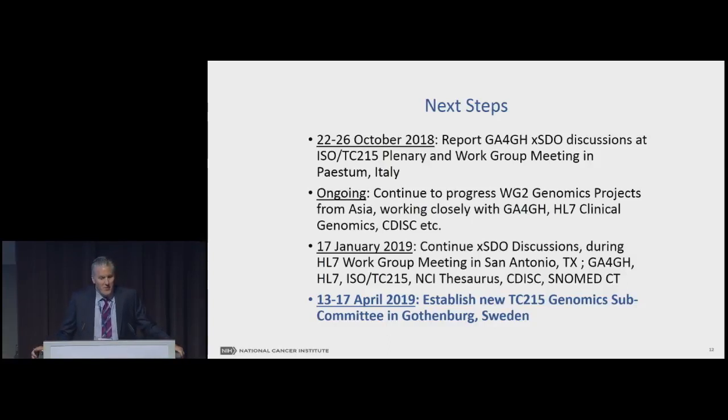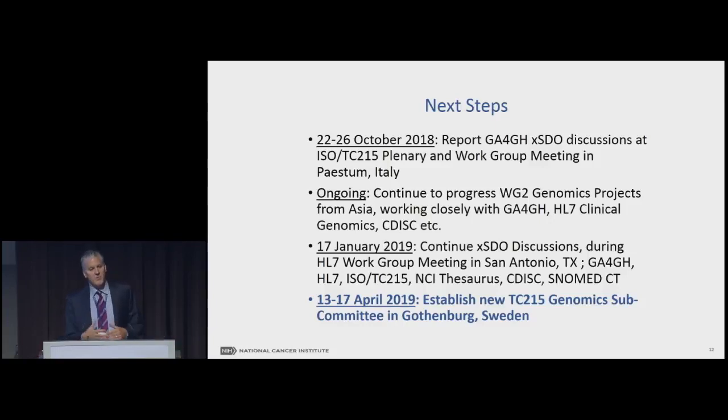January 2019, we will have another CrossSto discussion. HL7 has offered a room for the day. So we'll have GA4GH, HL7, ISO, CDISC, NCI, and SNOMED. Another important date that I'm shooting for. This is selfish, but important. April 2019, so that'll be the next TC215 meeting.